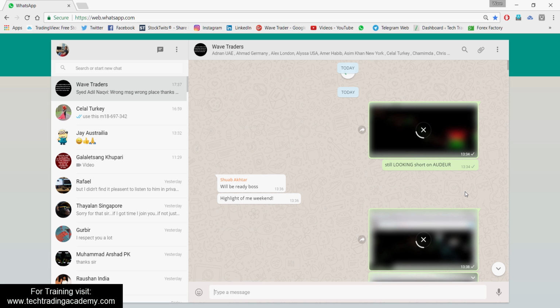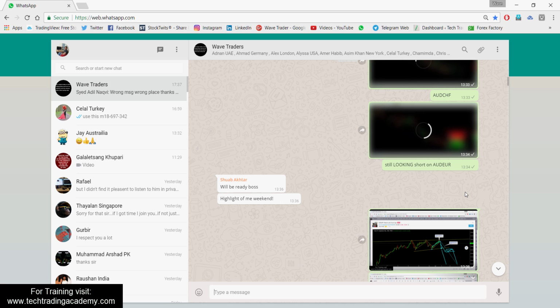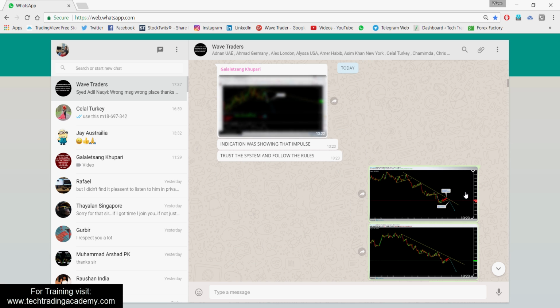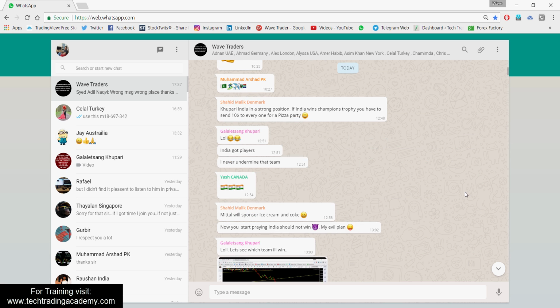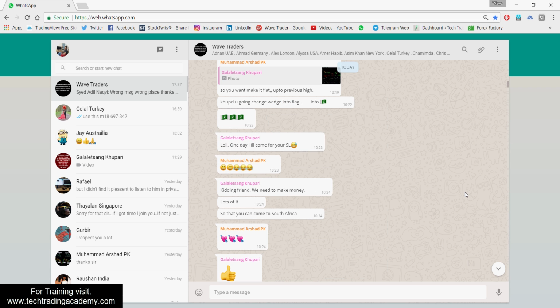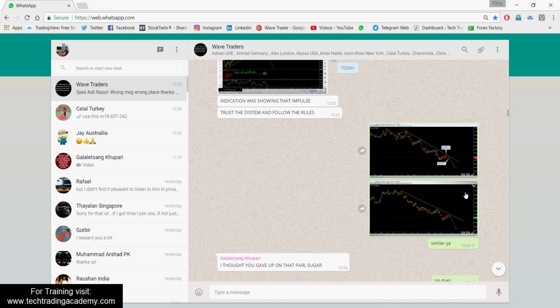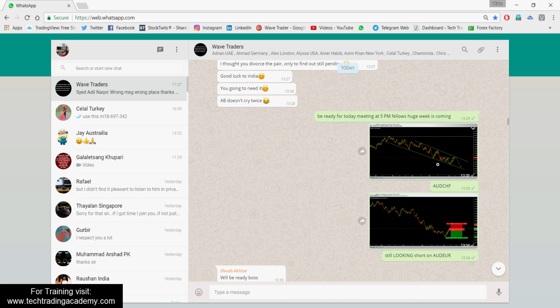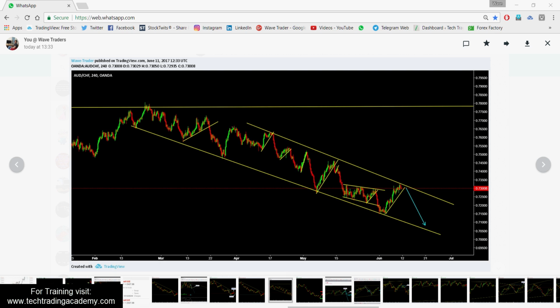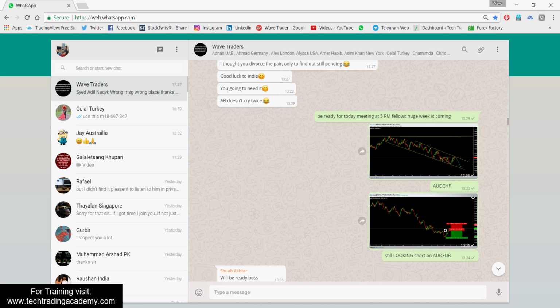Let me look at that chart. Yeah, so remember, sugar is also forming a flag. This chart. Alright, so short here on Aussie Chief and short there on Euro Aussie dollar or Aussie Euro.